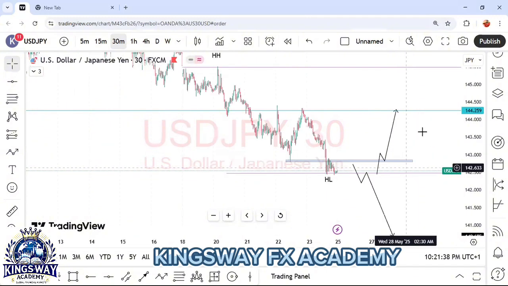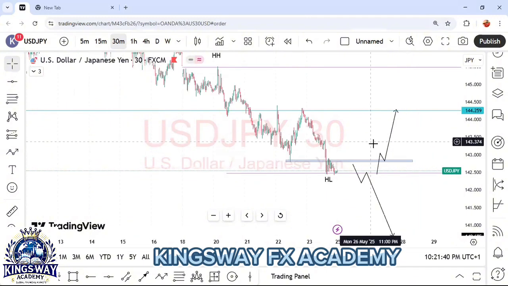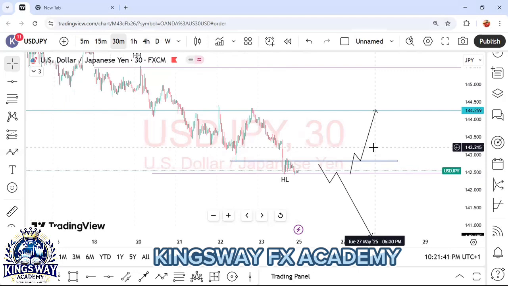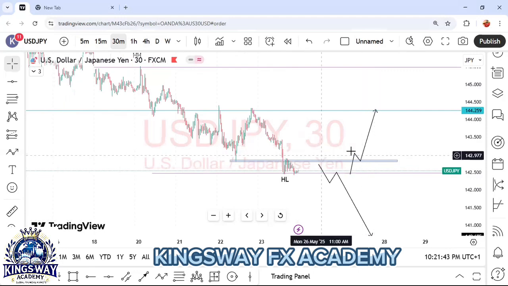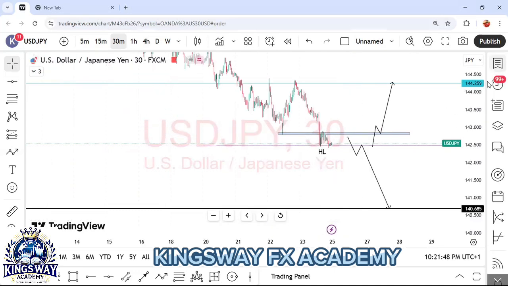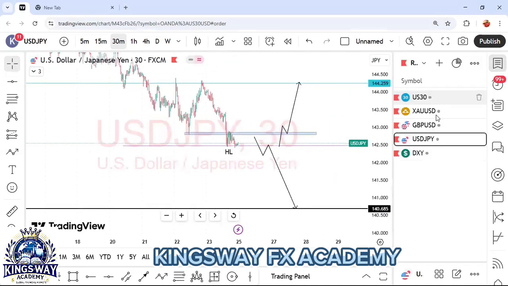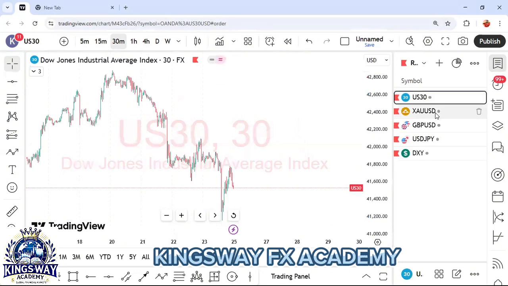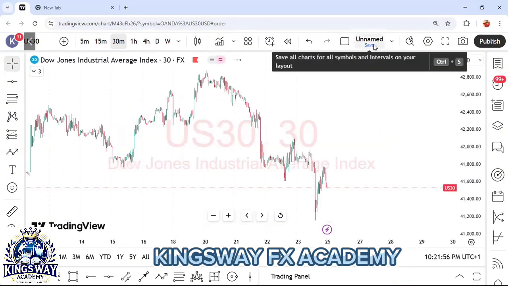USDJPY is giving some interesting moves that we might actually see a possible outcome from in the coming week, unlike the GBPUSD. So for the USDJPY, US30 and gold, these are the pairs that I'll be paying more attention to in the coming week.